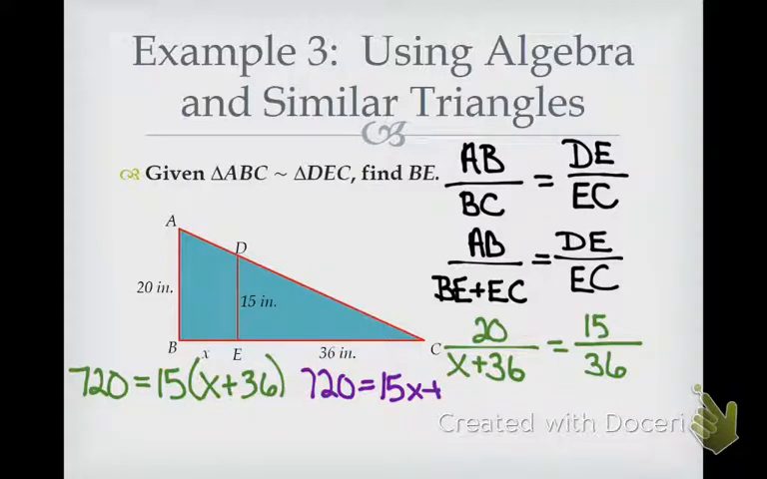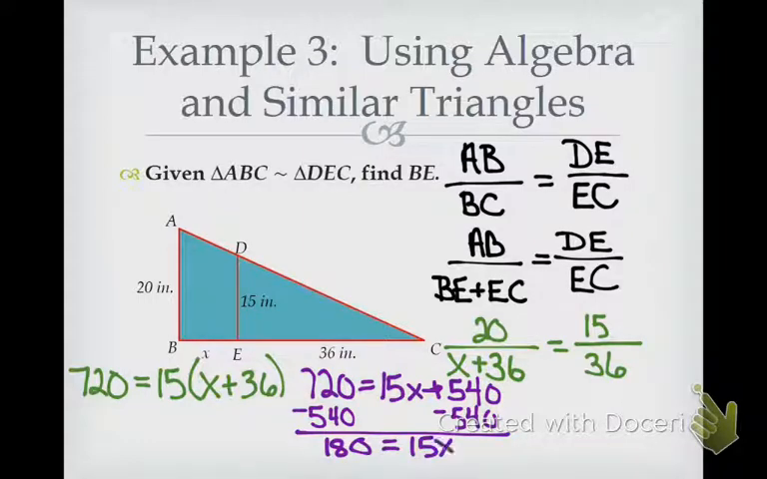plus, what is 15 times 36? 15 times 36 is 540. Okay, now I subtract 540. And I get 180 equals 15x. Divide by 15. X equals 12 inches. Oh, I love it when it works out evenly.